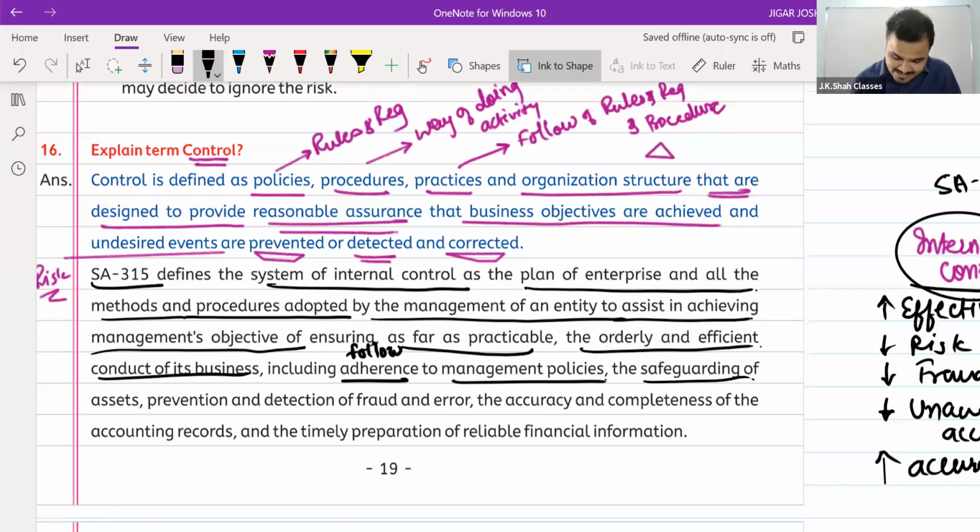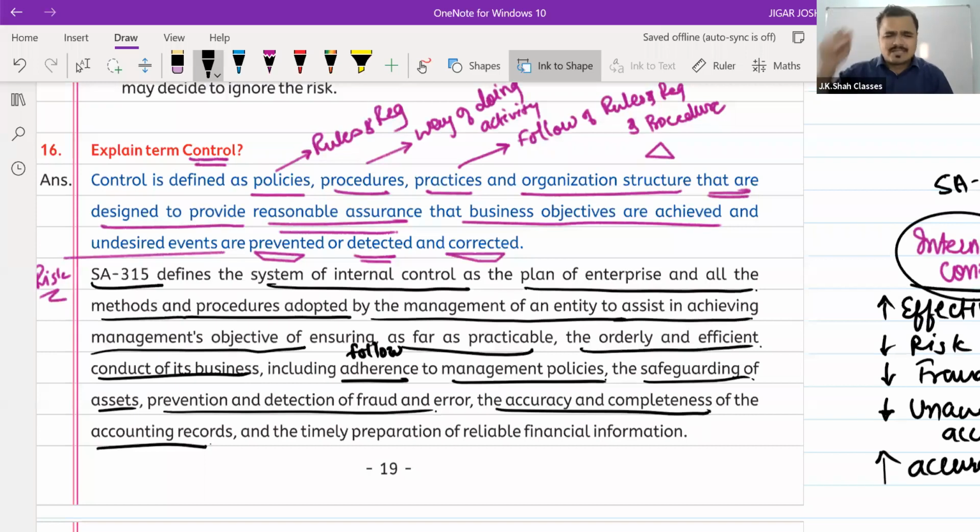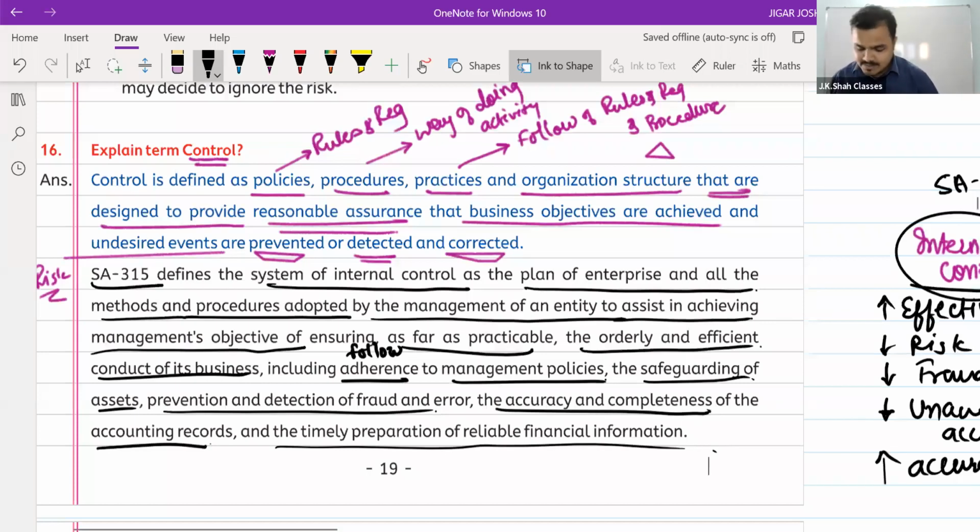It also ensures the safeguarding of all the assets. It also ensures prevention and detection of errors and fraud, my dear chartered. Accuracy and completeness of accounting records. And when books of accounts are there and records are accurate and timely available, it will also help us to prepare our books of accounts so easily and accurately. Yes or no, my dear chartered, please tell me. Agree with me, say yes or no.